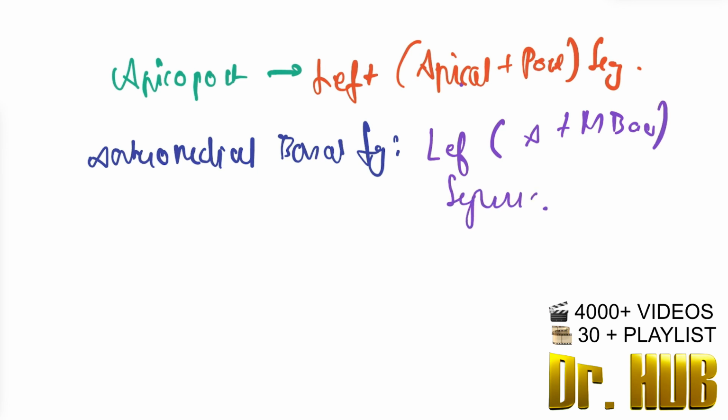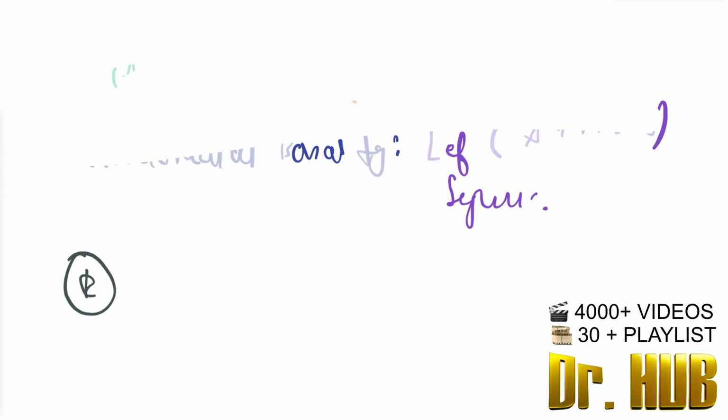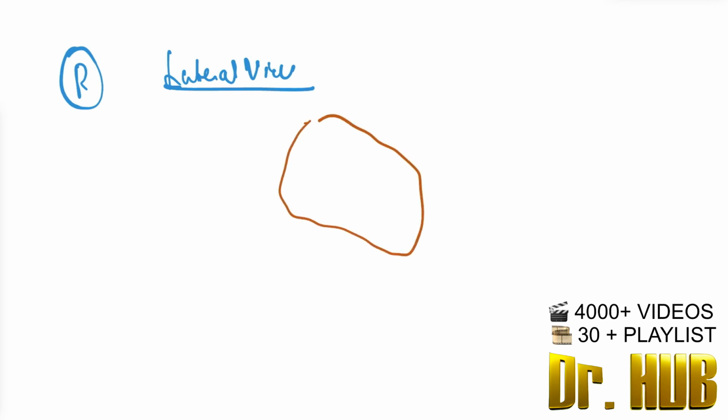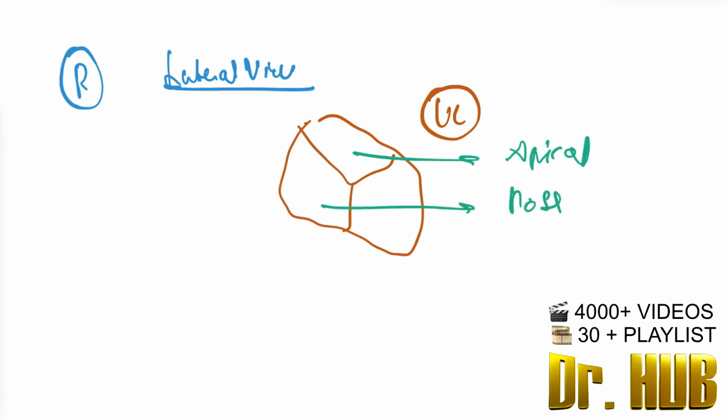Now let's look at the diagrams. It will be very easy to understand. We are looking at the right lung, so let's draw the right lung. Under the right lung, we are looking at the lateral view. This will include the upper lobe. In the upper lobe, there is the apical, then the posterior and the anterior.